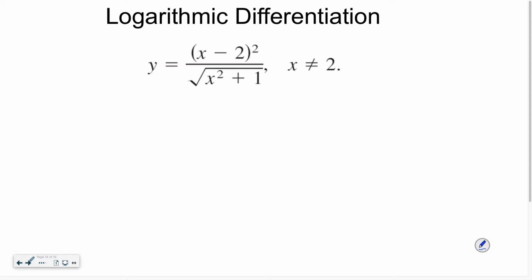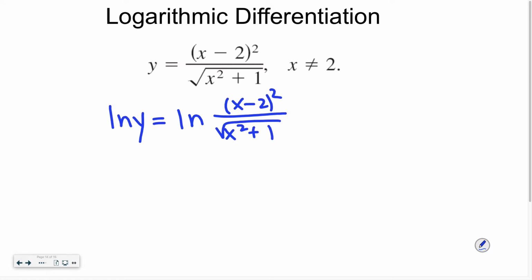Okay? So let's say I don't want to do this derivative with a quotient rule and a chain rule. What if we took the natural log of both sides? Is that allowed, first of all? If I do something to one side, as long as I do it to the other side, we should be okay. Right? So we can take the natural log of both sides. Now, what would be the benefit to that?